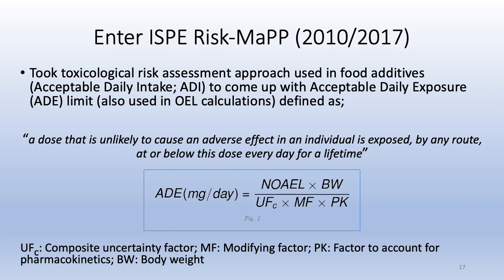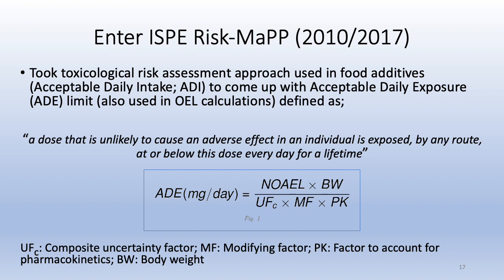And in terms of the actual calculation, they took the NOEL. I hope you remember what NOEL is. So it's the NOEL, which is usually expressed in milligrams per kg body weight per day. And that is then multiplied by the body weight. I think the ISPE document, the body weight which they suggested was 60 kgs in an adult. You find that with the EMA guidance, you use 50 kgs. And then this is divided by some composite uncertainty factor.